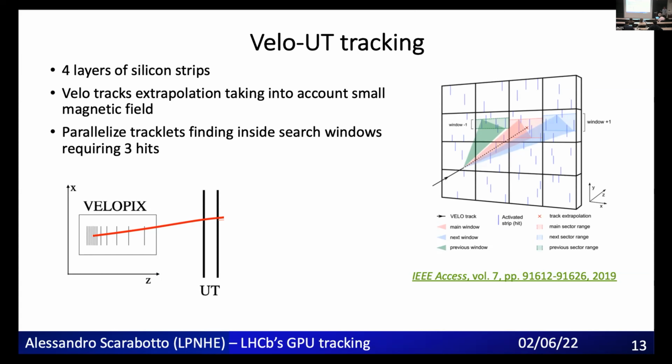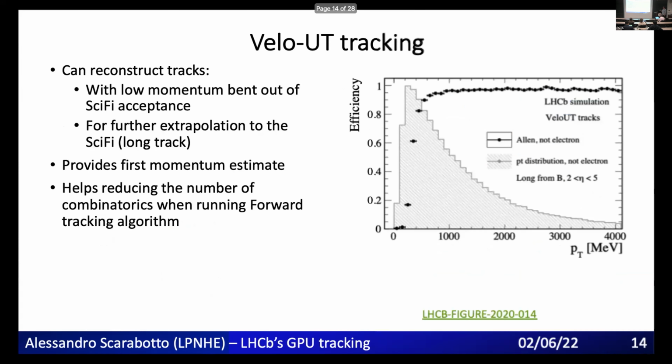And we parallelize the tracklet finding using search windows, and we require tracklets to have at least three hits out of 4. I don't want to go into too many details of how the algorithm works. What I want to say is that here the goal is to reconstruct tracks that either have low momentum, so they do velo sci-fi, and then by the magnet they bend out of the acceptance, or also long tracks, so that they do velo UT sci-fi.